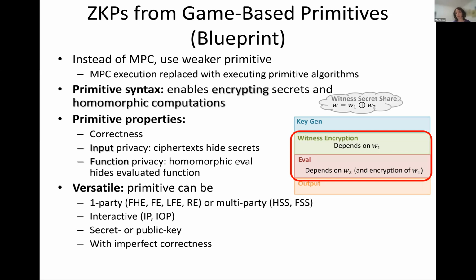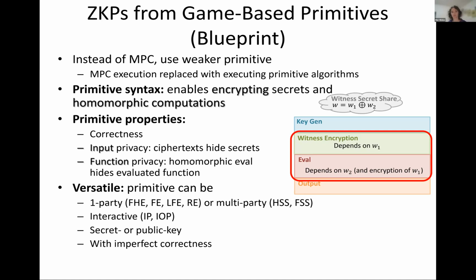You could have used other one-party primitives like functional encryption, laconic function evaluation, or randomized encodings. The paradigm can also use multi-party primitives like homomorphic or function secret sharing, where we have multiple evaluators. You could actually have also used interactive proofs or interactive oracle proofs, or both secret key and public key primitives can be used in our paradigm, and also primitives with imperfect correctness.